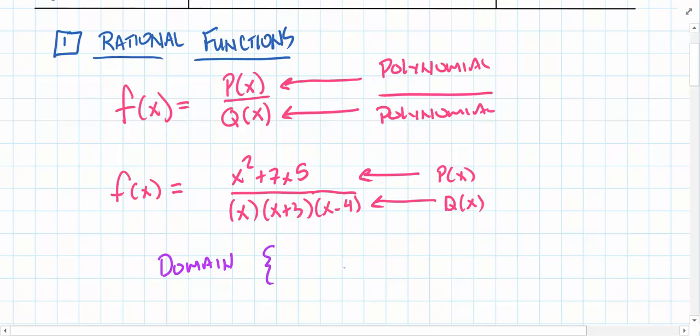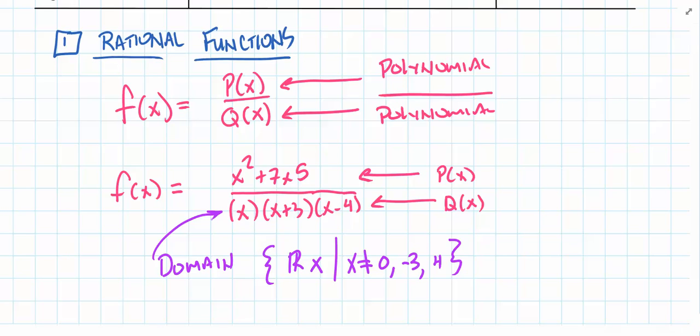4. So we're going to use set notation for the domain of every rational function. In this particular example, the domain would be all real numbers x, such that x does not equal 0, -3, or 4. And the reason this is the domain is because if we plugged in a 0, we'd get a 0 in the bottom, and we cannot divide by 0. If we plugged in a -3, it would make that middle term a 0, and would make it a 0 in the bottom. And likewise for the 4. Does that make sense so far?